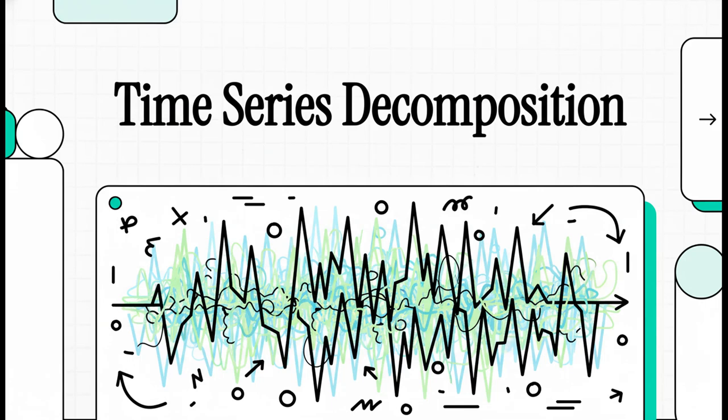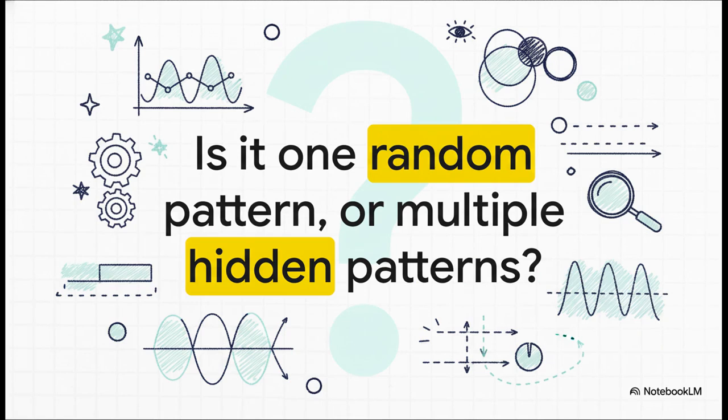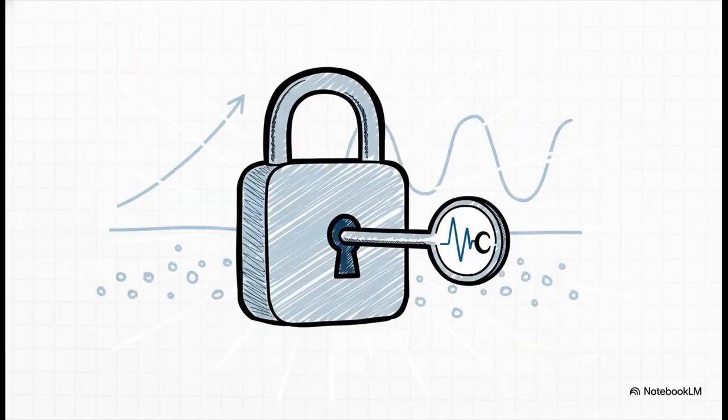You ever see a sales chart that just looks like a chaotic mess? Well, it might not be that random. What if that one jagged line is actually a few hidden patterns all stacked on top of each other? That's exactly what time series decomposition is for. It's the key to unlocking those hidden layers.